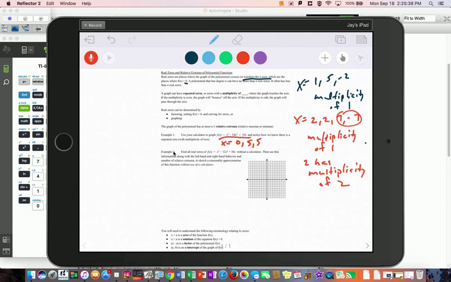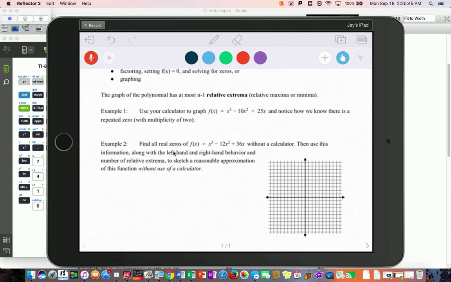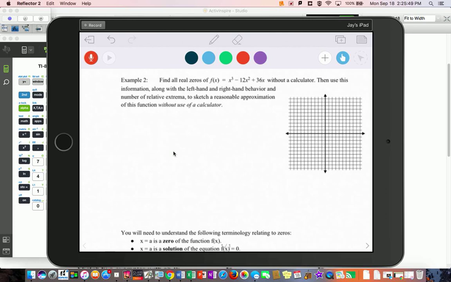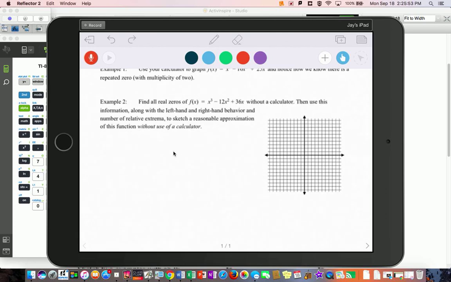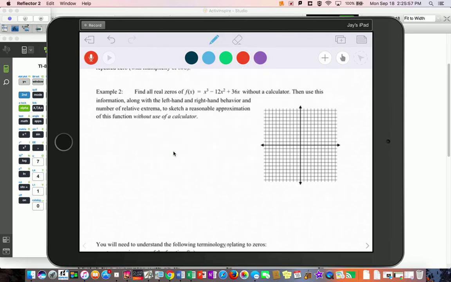So the next part of this is to go ahead and find all the zeros of this one. So no calculator. So what I could do is each one has an x.